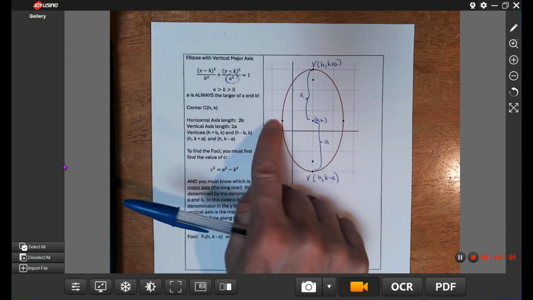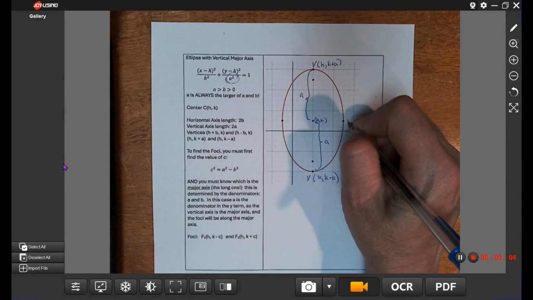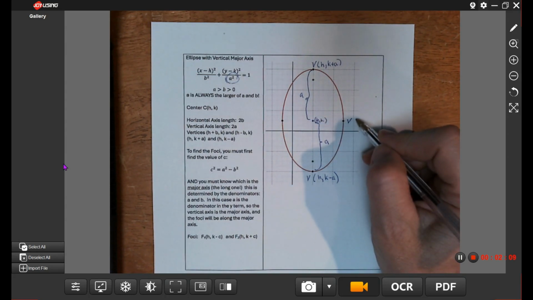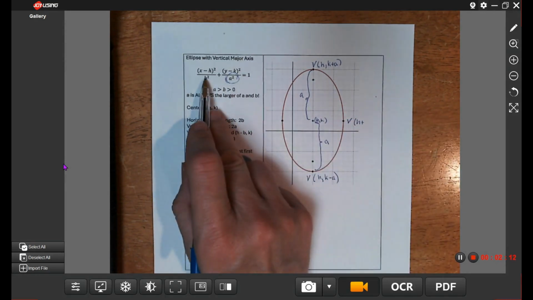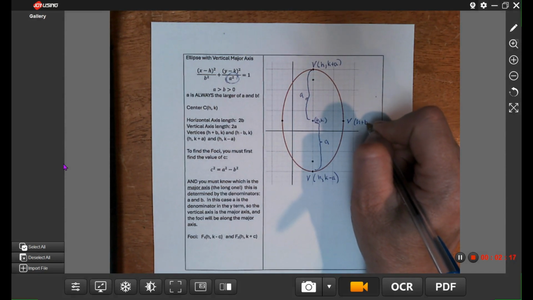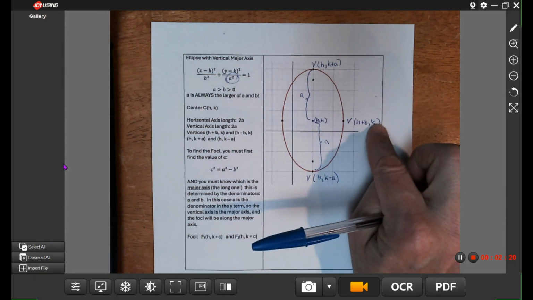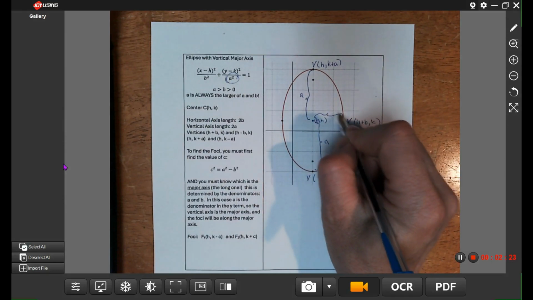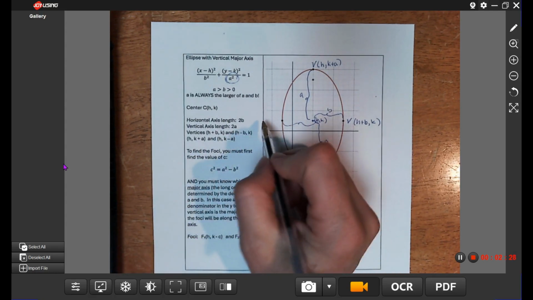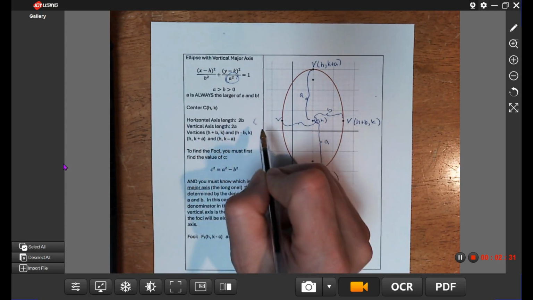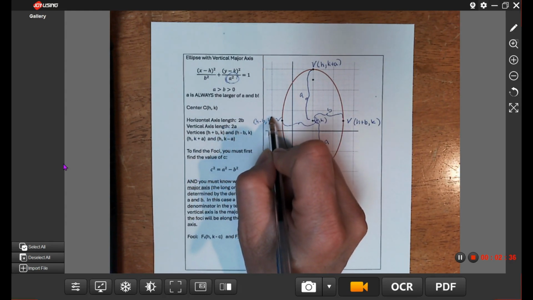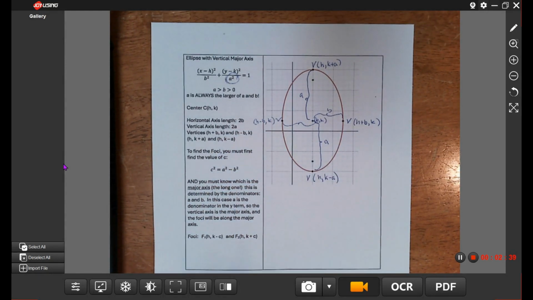Now let's do the horizontal vertices. The vertex on the right moves the x-coordinate, the h, to the right a distance of b, the square root of the denominator under the x term. So h plus b, and the y-coordinate is the same as the center. That distance is b. Likewise over here, the distance between the center and this vertex is b. So that vertex has coordinates h minus b to move to the left, comma k, the height is the same. So those are our vertices.